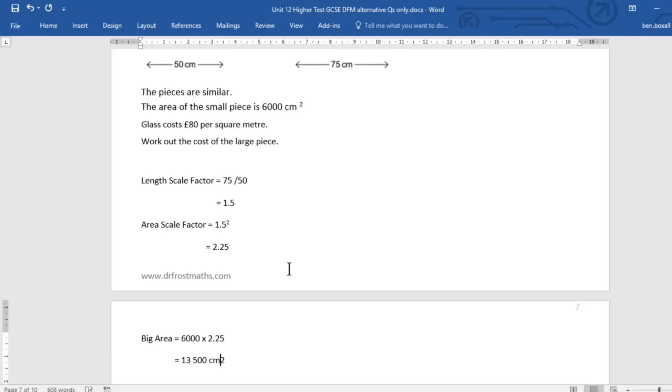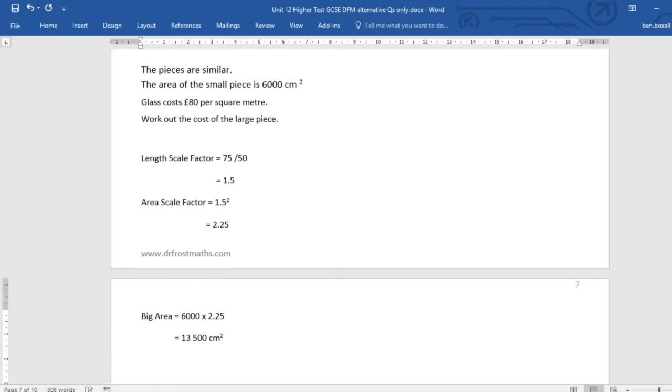(13,500 centimeters squared). Okay, now then, it's £80 per square meter. So I've got to turn this into square meters. Or I could say, if it's £80 for 1 square meter, let's work out how many square centimeters there are in a meter. It's not 100. So it's not £80 per 100 centimeters squared, unfortunately.